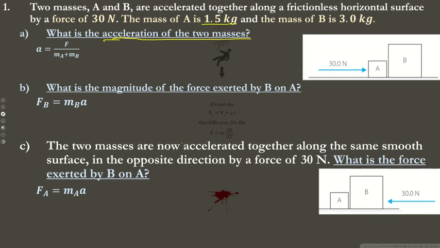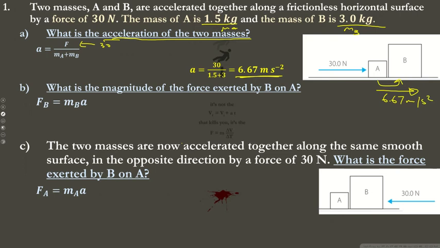Well, A has a mass of 1.5, B has a mass of 3. So that's the mass there, that's our mass here. If I want to find the overall acceleration, okay, it's the applied force. The applied force in this case is 30 newtons. So if I substitute that, I'll find that the net acceleration is 6.67 meters per second squared. So these two blocks are being accelerated in this particular direction at 6.67 meters per second squared.